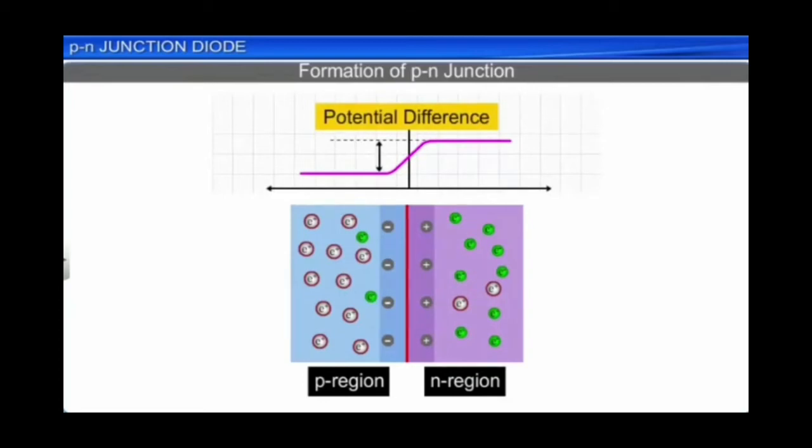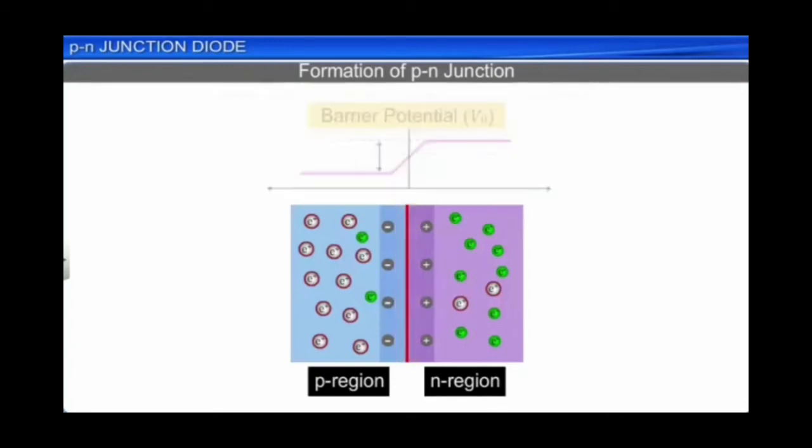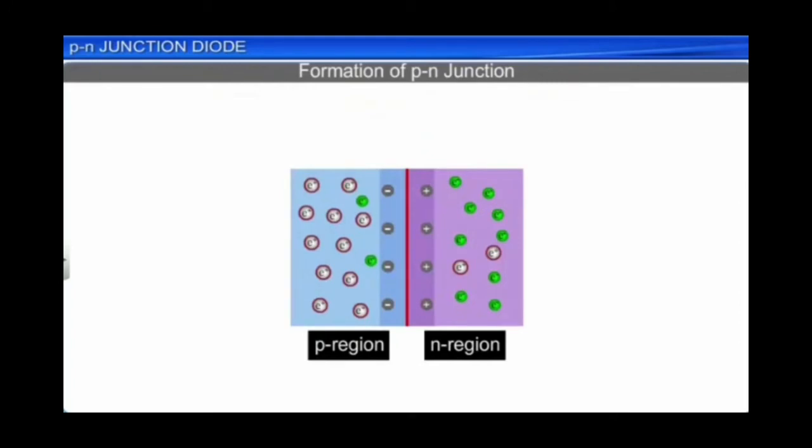Because of the presence of immobile acceptor atoms and donor atoms on either side, there exists a difference in potential on either side of that middle boundary. That difference in potential we call barrier potential. So on left side we have low potential and on right side we have high potential, and that potential difference is called barrier potential. Because of the positive charge in the N region and negative charge in the P region, an electric field will be formed whose direction is from positive to negative. So from N to P, in that direction, electric field will be formed.